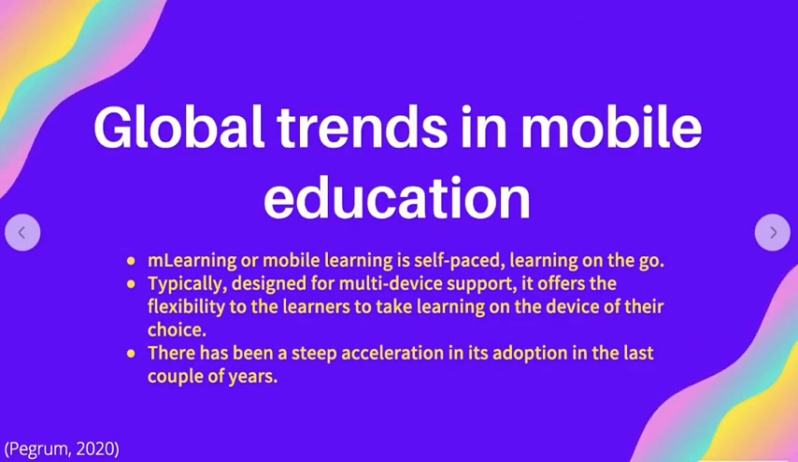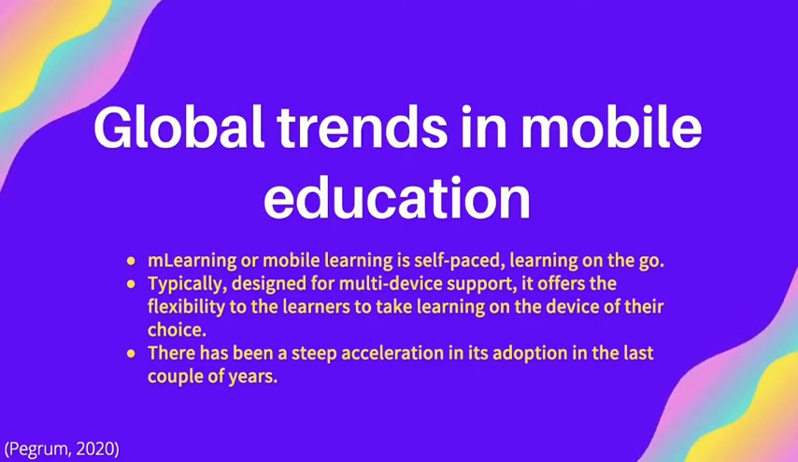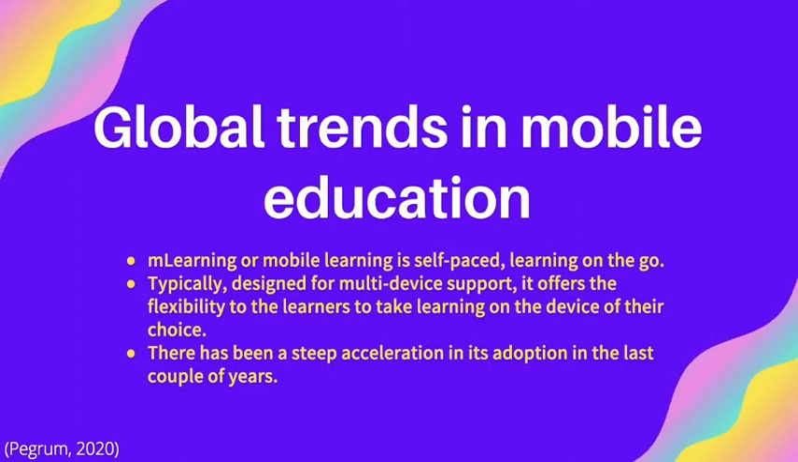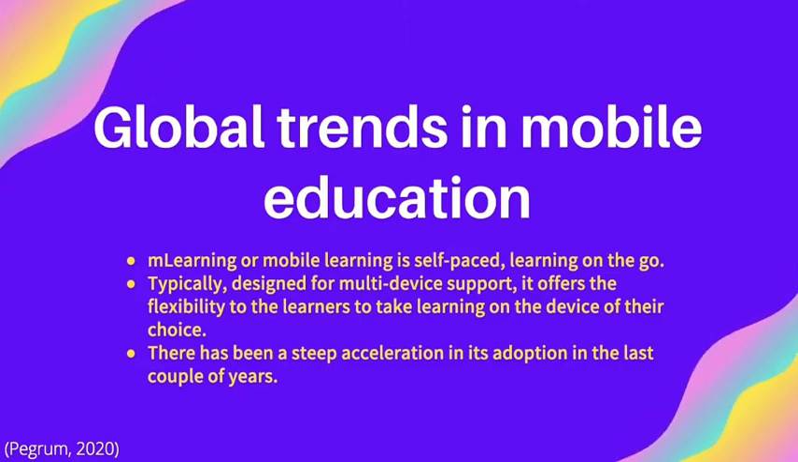M-learning, or mobile learning, is self-paced learning on the go. Typically designed for multi-device support, it offers the flexibility to the learners to take learning on the device of their choice. There has been a steep acceleration in its adoption in the last couple of years.